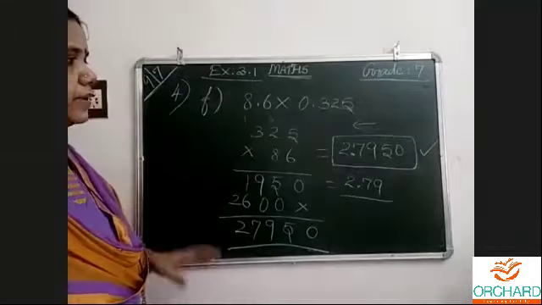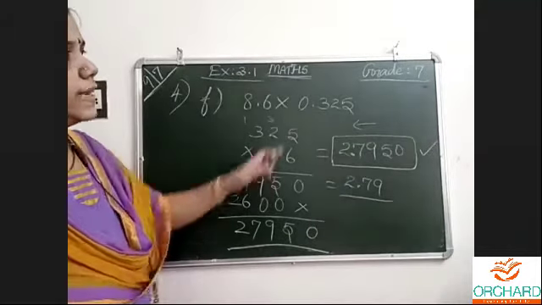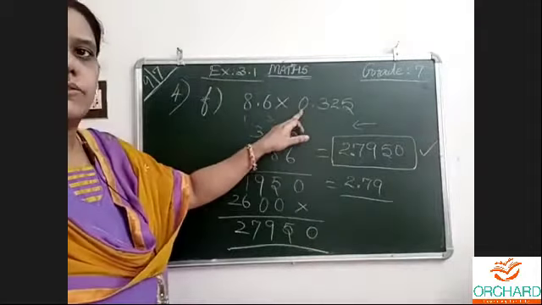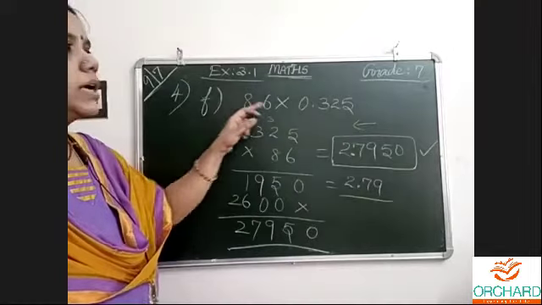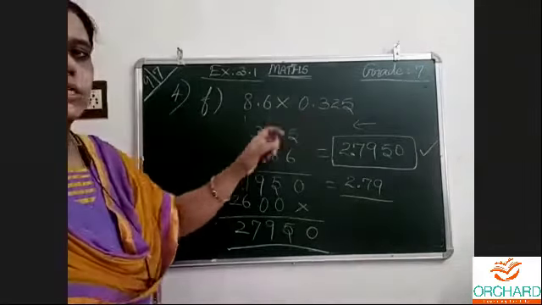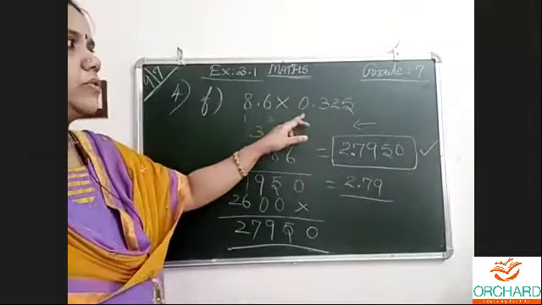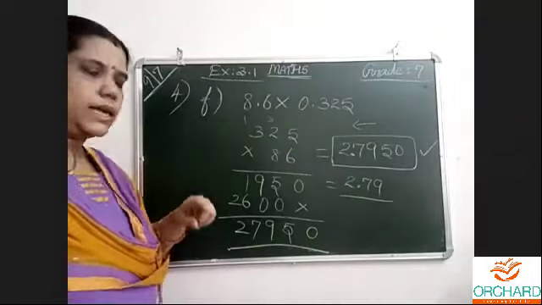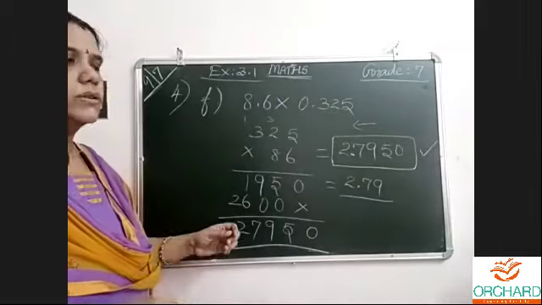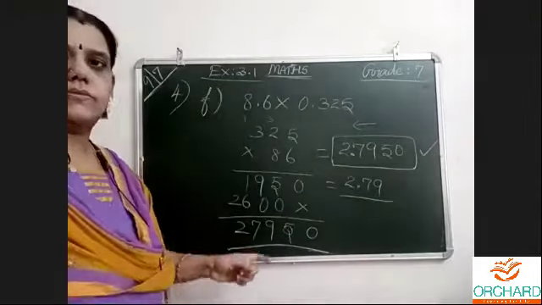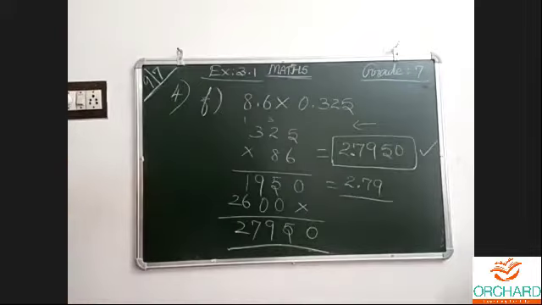So this is the way to do it. This 0 doesn't have value. But the 8 has value, right? Because this is less than 1, like 0.3, 0.4, it doesn't have a value. When it is 1.3, I will write 1325. 1 has a value. Similarly, 8 has a value. So we wrote like that.